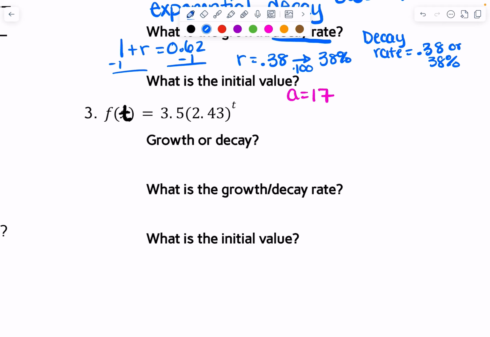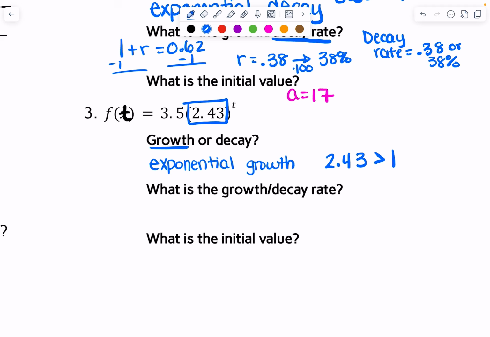So now here, what do you think? Is this growth or is it decay? Pause for a moment, see what you think. If you said growth, you would be correct. This is exponential growth. But why? If you're saying, oh, it's exponential growth because that 2.43, the base, what has the exponent on it, is greater than 1, you would be correct.